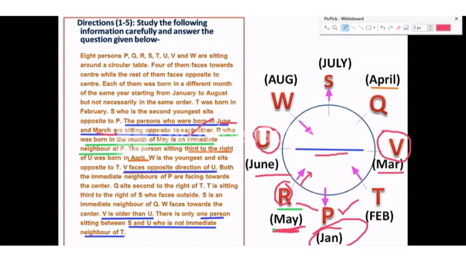Now R is facing inside, T is facing inside, W is facing inside and V is facing inside, and the rest are facing outside. So yes, we have now completed our circle. Now moving further, we are supposed to solve the questions on the basis of the puzzle that we have solved.